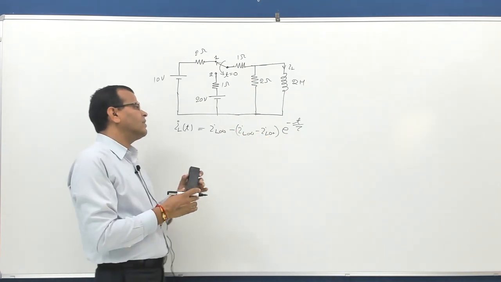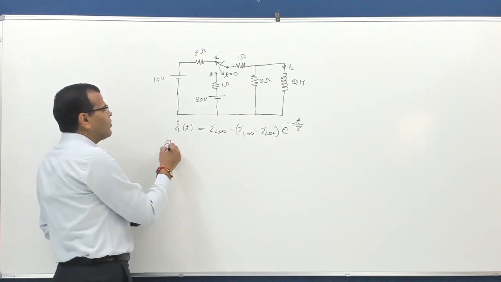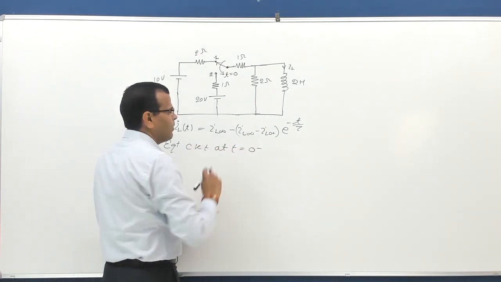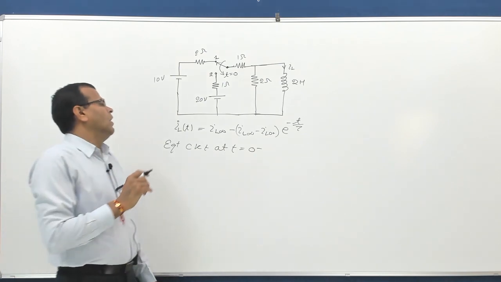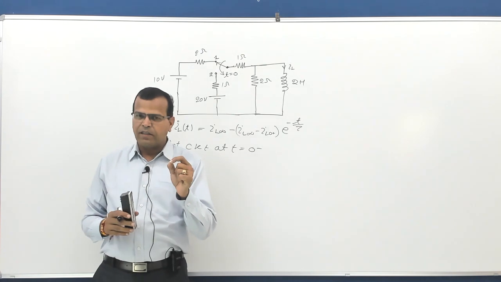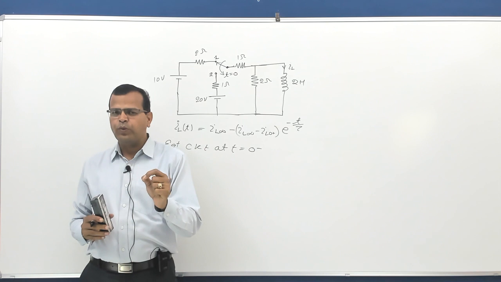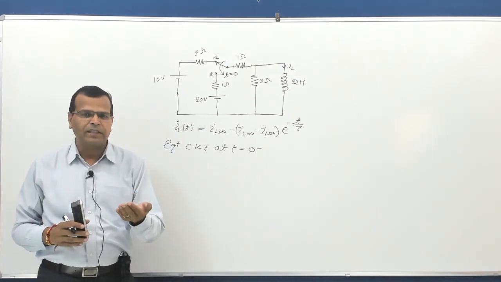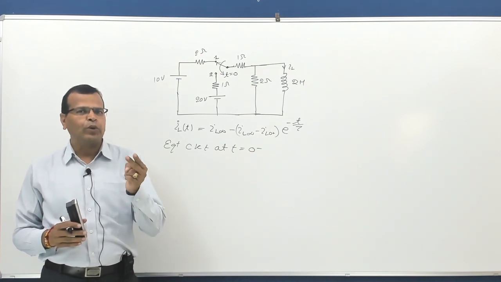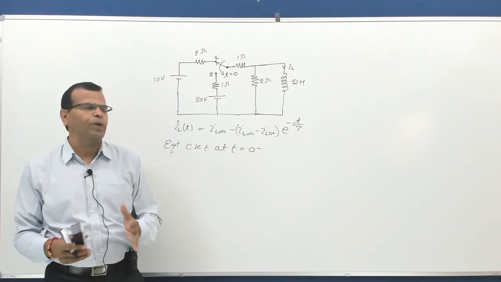So, how to find the current at t equal to 0 minus? Let us see the procedure. I will try to draw the equivalent circuit at t equal to 0 minus. At t equal to 0 minus, remember, the circuit is always in steady state operation, that is just before the switching instant. Second, at t equal to infinity, that is after a long time of the switching operation.